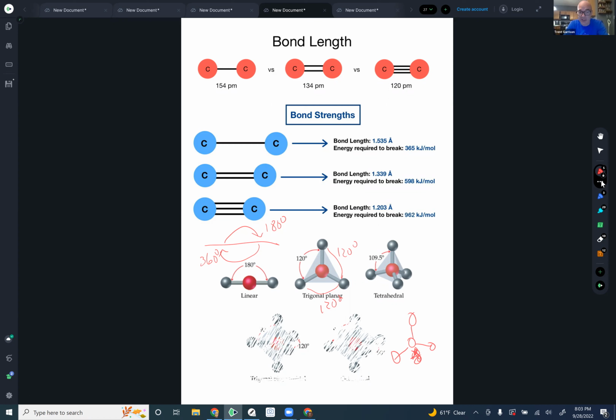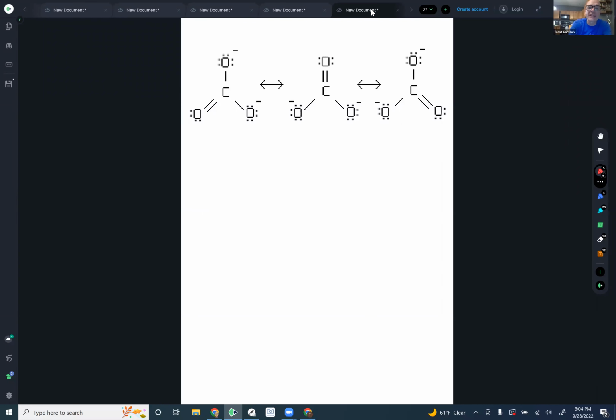So these are just memorizations. A linear is 180. A trigonal planar is 120. A tetrahedral, as well as a bent, as well as a pyramid, all 3 of them have the exact same angle of 109 degrees. I'm not even worried about the 109.5. If you get that, that's fine. But you need to know that the angle of a tetrahedral, of a bent, and of a trigonal pyramid is 109.